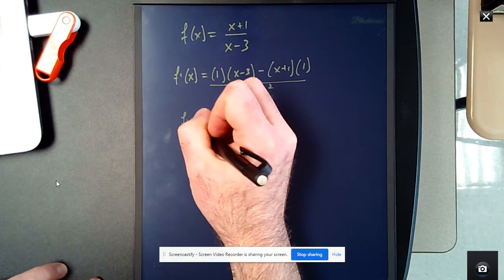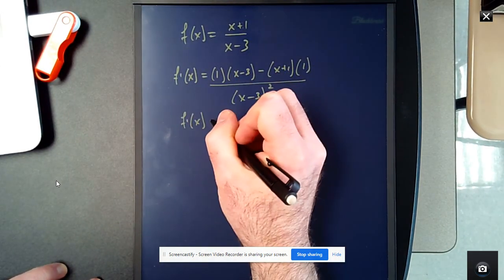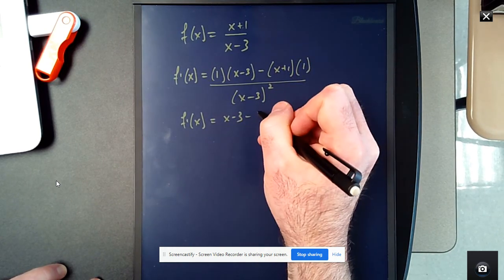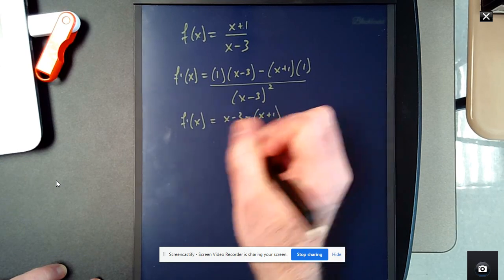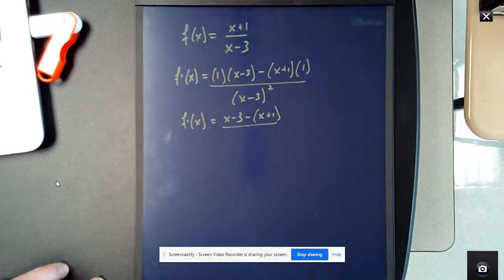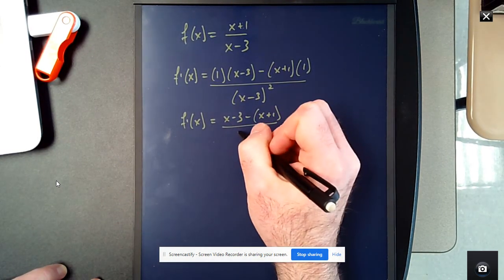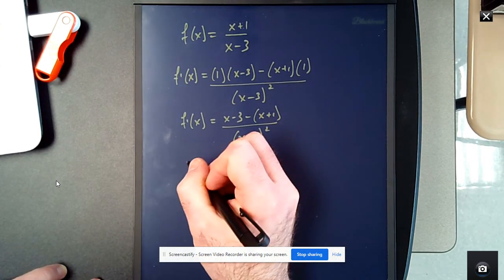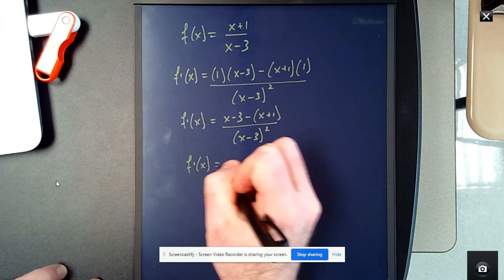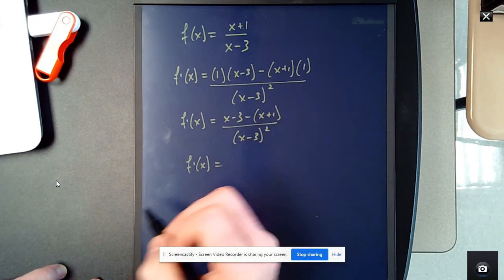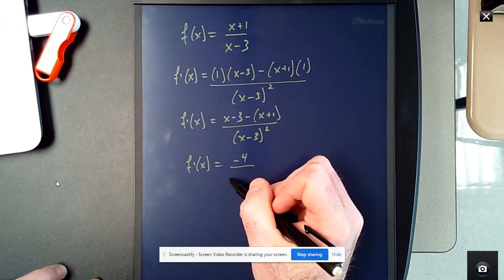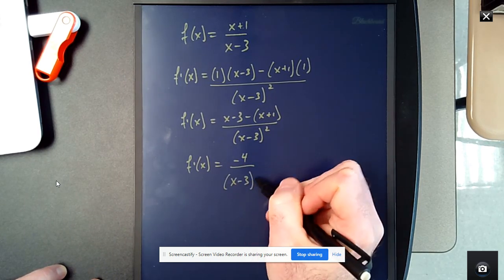All right, so let's go ahead and tidy this up. 1 multiplied by x minus 3 is x minus 3. 1 multiplied by x plus 1 is x plus 1. But be careful to keep that inside parentheses. And then that's all over x minus 3 squared. So if I go ahead and simplify that, x minus x will cancel. Negative 3 minus 1 will give me negative 4. So this gives me this function.